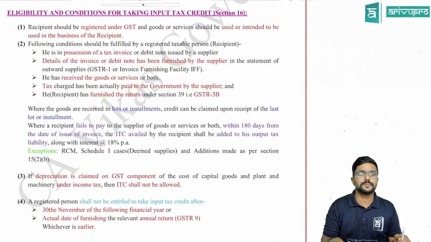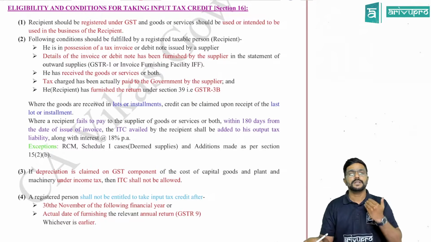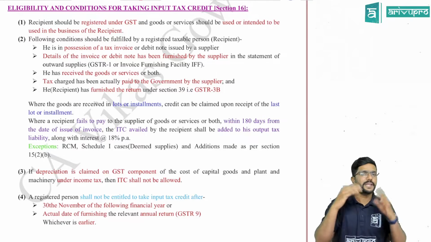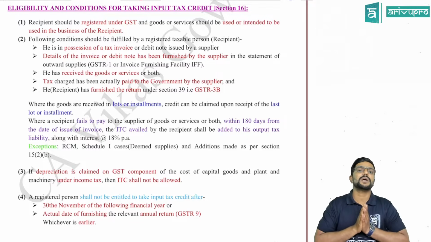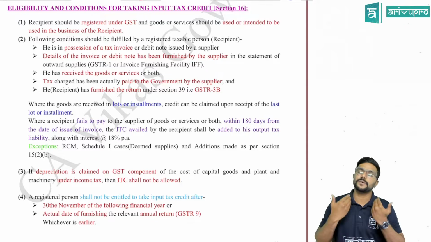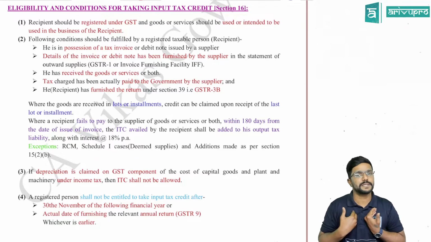Then coming to subsection 2, it has various conditions. The recipient should be in possession of the invoice which is issued by the supplier or any other document. The recipient should have actually received the goods or services. Even if it is received by a third party, it is deemed to be received by the recipient.